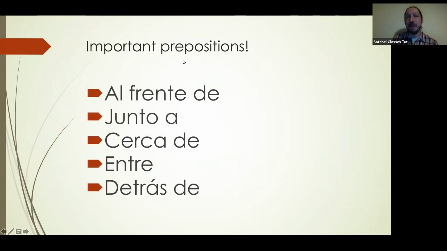Now, we have very important prepositions here next, which I would like you to write down. We have al frente de, junto a, cerca de, entre, detrás de. By the way, these are just 5, but there are many more that we use in Spanish and of course in English to express the position of an object in reference to another one.